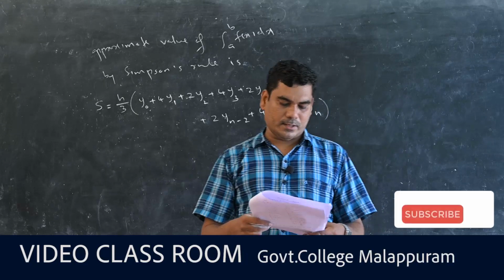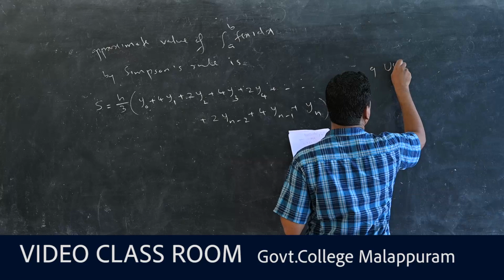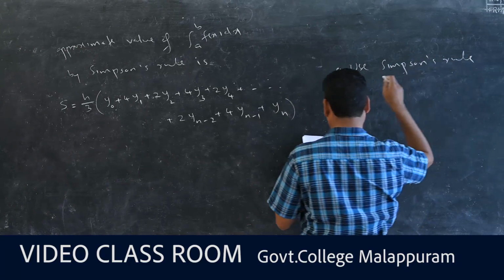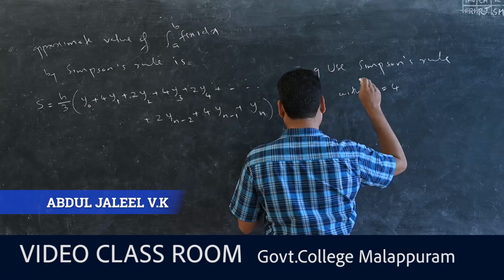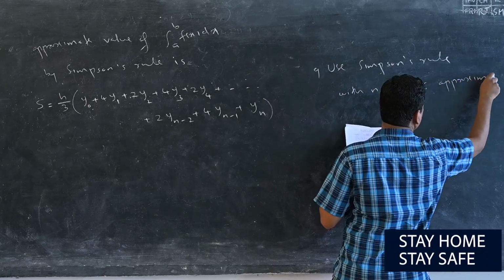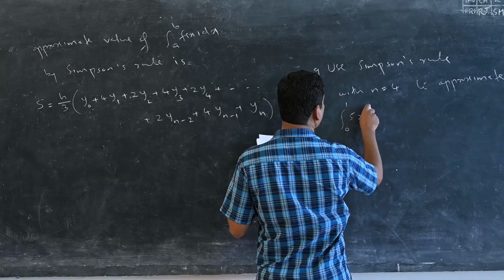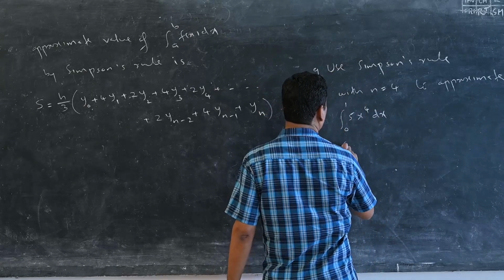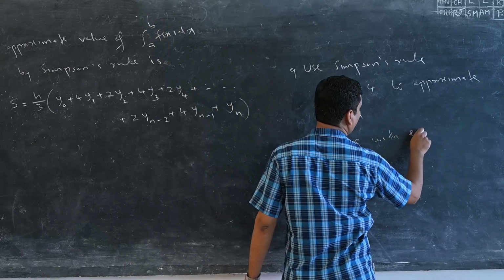Example: use Simpson's rule with n is equal to 4 to approximate the integral 0 to 1 of 5x raised to 4 dx. Compare with the exact value.